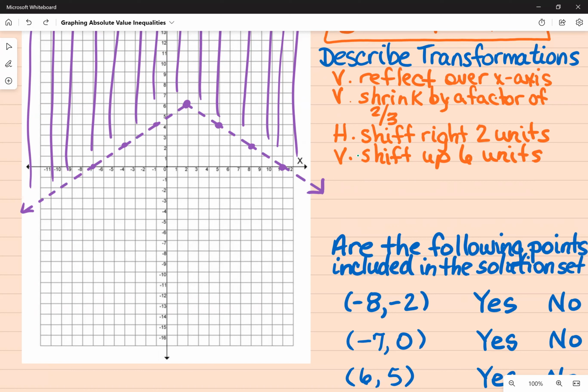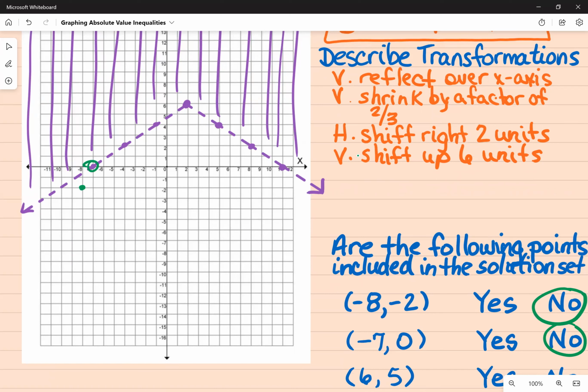So for instance, (-8, -2) would be here. It's not in the shaded area, and there's not a solid line on the graph. It's dashed. So we would say no. As far as (-7, 0), that would be here. And because it's on a dashed line, it too is no. If that was a solid line, then it would be yes.